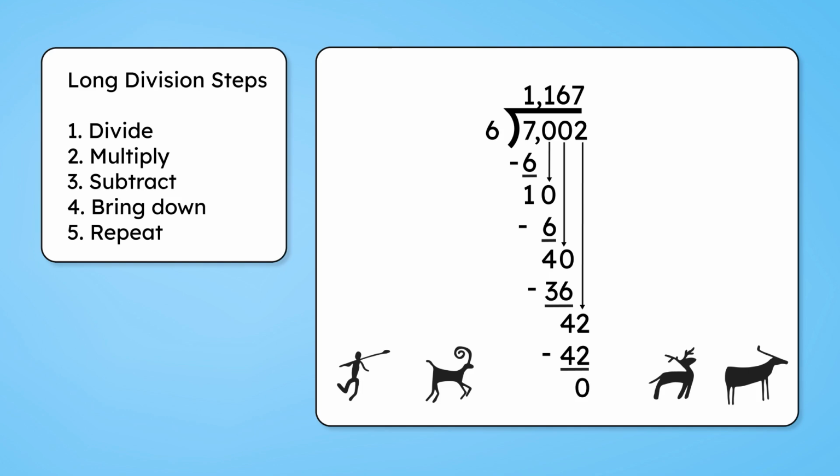There are no more digits left in the dividend, so 7,002 divided by 6 equals 1,167. And that means there are 1,167 of each of these 6 types of animals carved into the rocks in that area of the monument. I can't wait to see those ancient carvings.